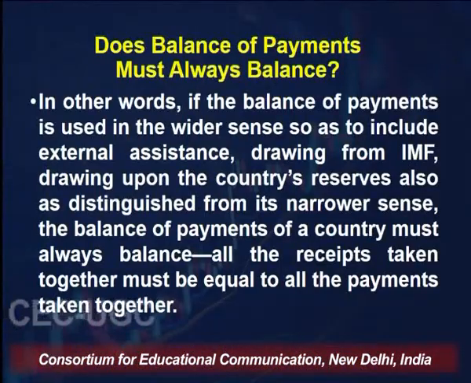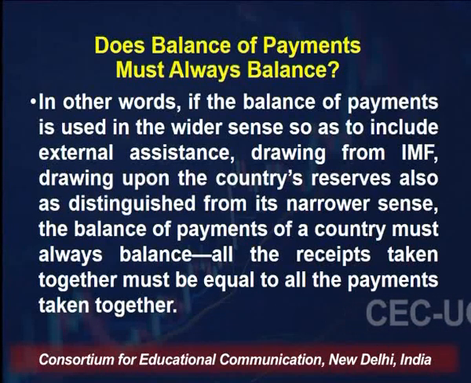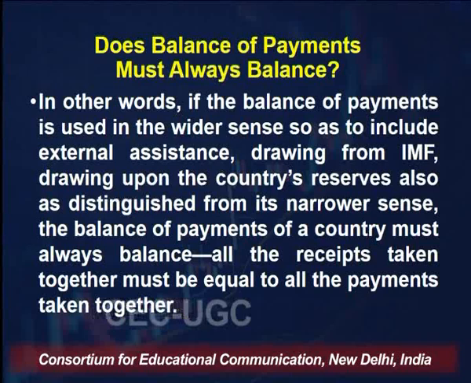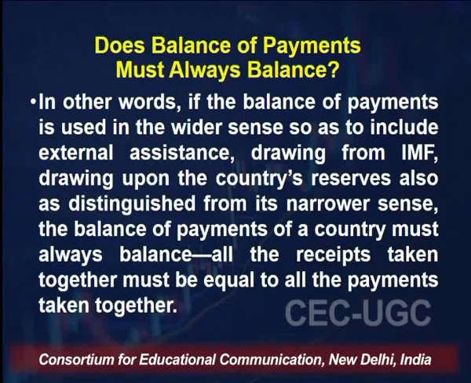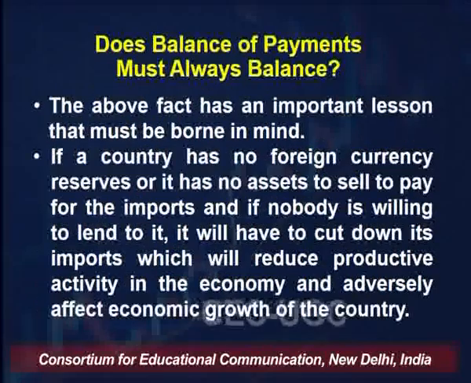So therefore, surplus or deficit in the current account of a country's balance of payment gives rise to further financial transactions which show up in the capital account. In other words, if the balance of payment is used in the wider sense so as to include external assistance like drawing from IMF and drawing from the country's reserves, as distinguished from its narrower sense, the balance of payment of a country must always balance. All the receipts taken together must be equal to the payments taken together.